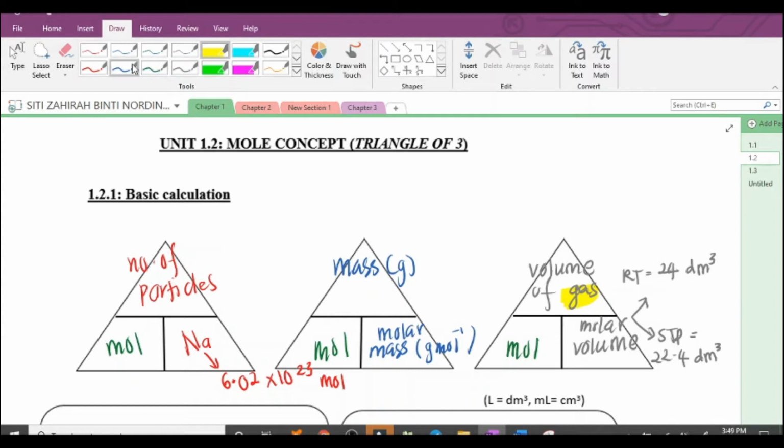So the triangle works in this way. Let's say you want to find the mole and you are given the information of number of particles and Avogadro constant. So you have to divide. Okay. If you want to find the number of particles, you have to multiply the mole times Avogadro constant. So at the side, divide, and at the middle, multiply. So if you are given volume of gas and you need to find the molar volume, just divide the volume of gas by the mole of gas or the mole of anything.